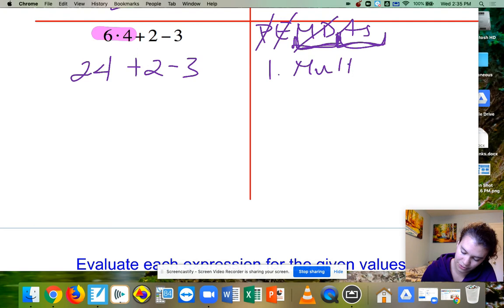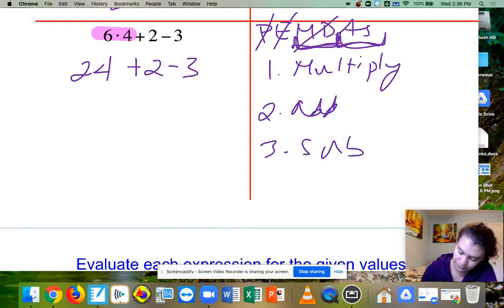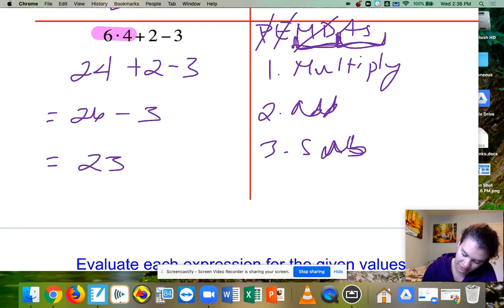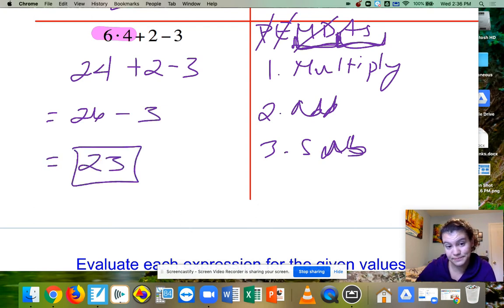So we did multiplication first. And now we're doing addition, and then third we'll do subtraction. So 24 plus 2 would be 26. Still minus a 3, and you get 23 as your final answer.